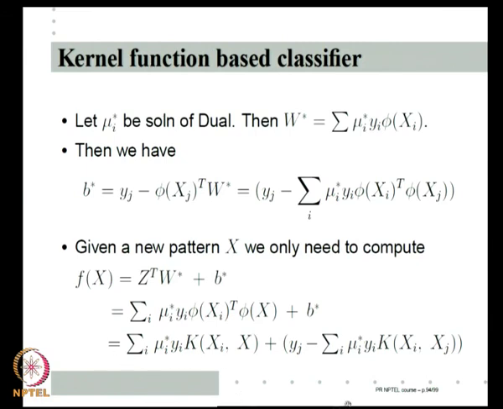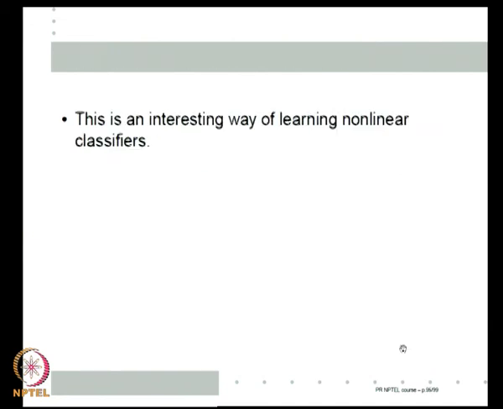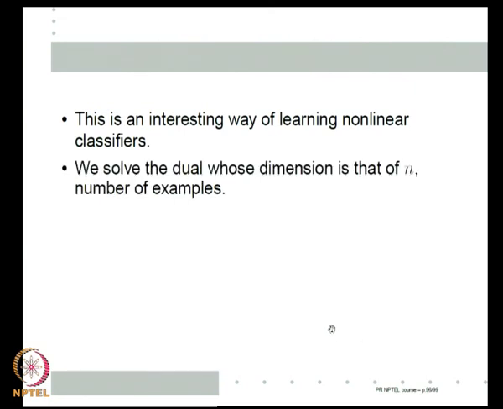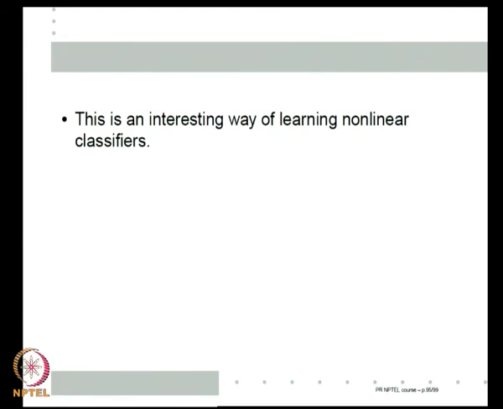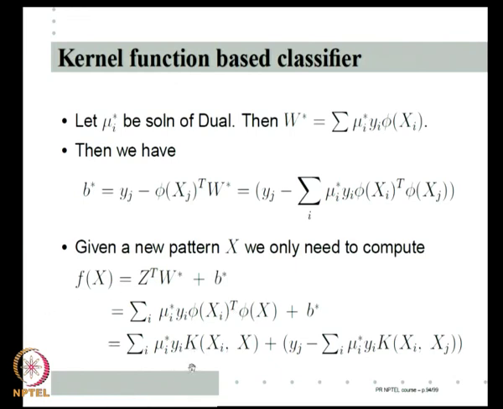Once I get my mu's, I can calculate this using my mu's and the kernel function. So, I never actually calculate W star, never actually calculate phi(x) for any x, right. It is an interesting way of learning nonlinear classifiers. We solve the dual whose dimension is that of n, the number of examples, and all we need to store are all the non-zero Lagrange multipliers mu_i star and the corresponding support vectors x_i, right. All x_i corresponding to mu_i star greater than 0. If I store them, you give me any new x, I calculate this and then I am done. I can classify any x by doing this.